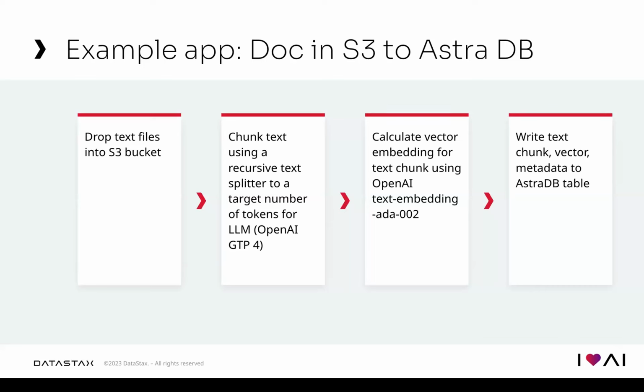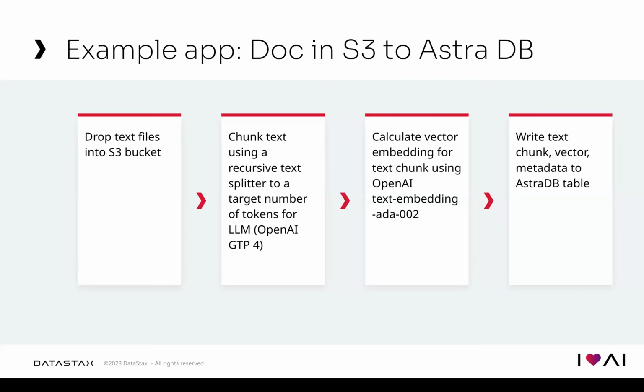So that's what we're going to do. We're going to break up the text into smaller pieces. In this case, we're going to target about 400 tokens on the size of the text that we're loading to the vector database. And that's because we're looking to call OpenAI GPT-4 here.